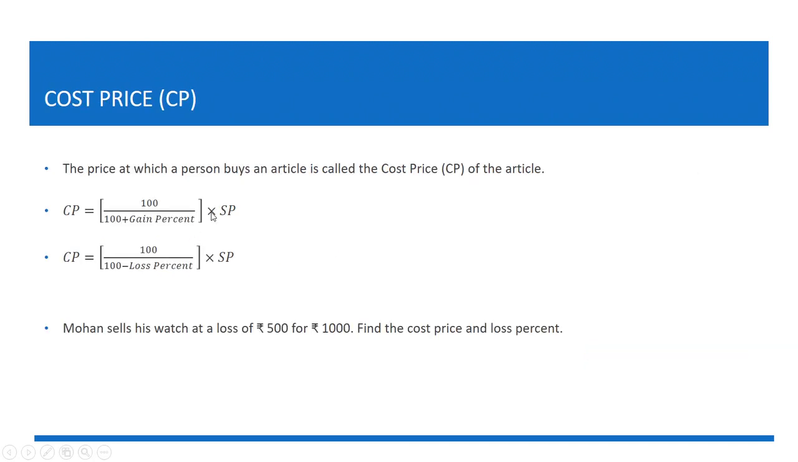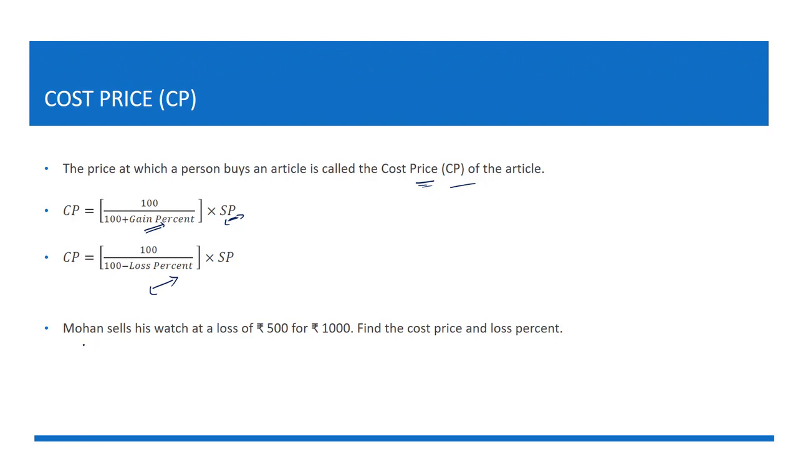See what exactly the cost price is. The price at which a person buys an article is called the cost price. So the cost price formula is very simple. Cost price is equal to 100 divided by 100 plus gain percent, into selling price. If he is going to incur a loss, then this is the formula we need to use.